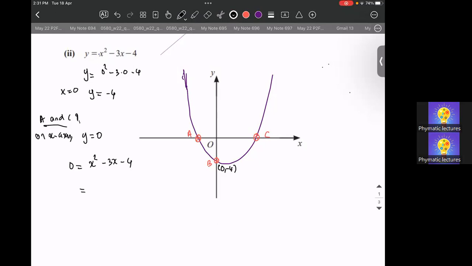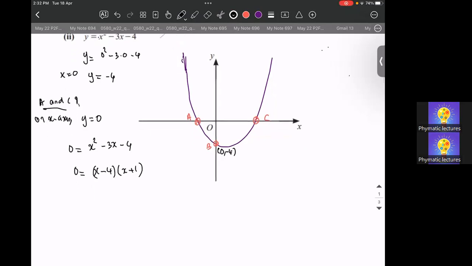We will factorize it. We have to get a sum of -3 and a product of -4. So we can factorize it as (x minus 4) times (x plus 1) is equal to 0. That means the product is 0, so either x minus 4 is equal to 0 or x plus 1 is equal to 0. So x is equal to 4 or x is equal to -1. So the points are, the x coordinate, anyway, this is in the negative region.